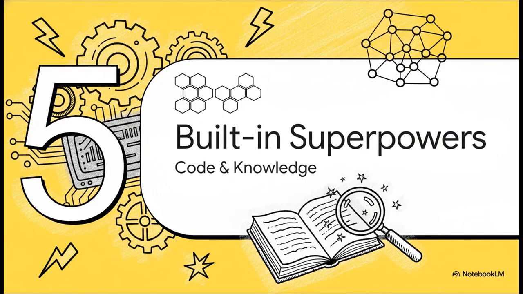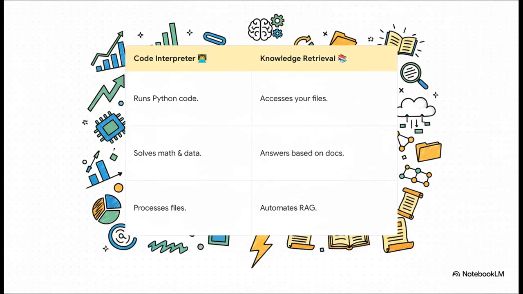Okay, so memory is cool and all, but this is where it gets really fun. Assistants come with 2 built-in superpowers that you can just switch on. And those 2 superpowers are code interpreter and knowledge retrieval. The easiest way to think about them is like this. Code interpreter is your personal data analyst, and knowledge retrieval is your own personal research librarian. These tools are what turn a basic chatbot into a seriously powerful assistant.